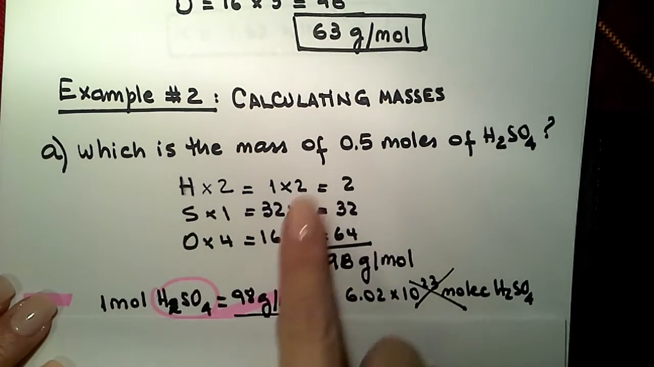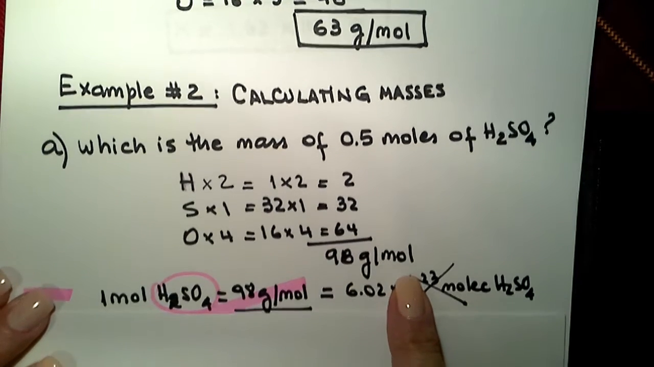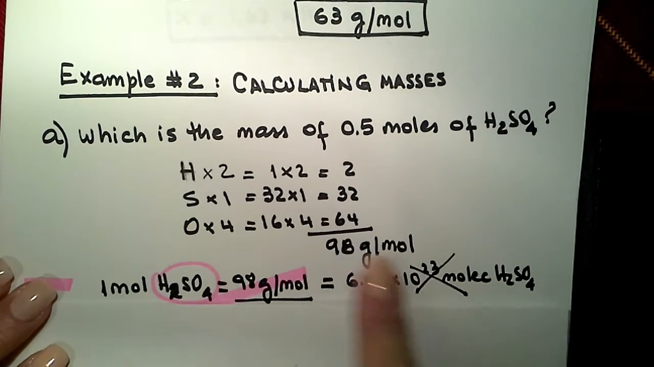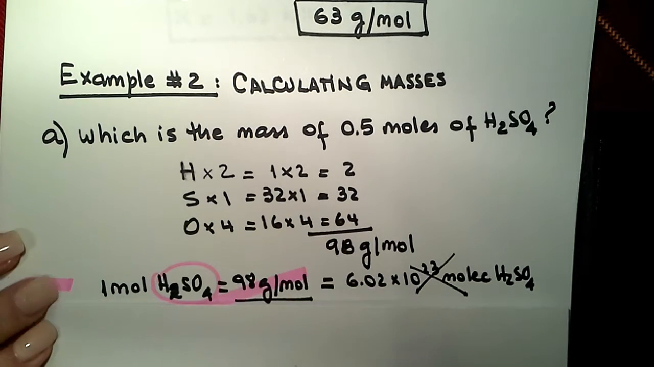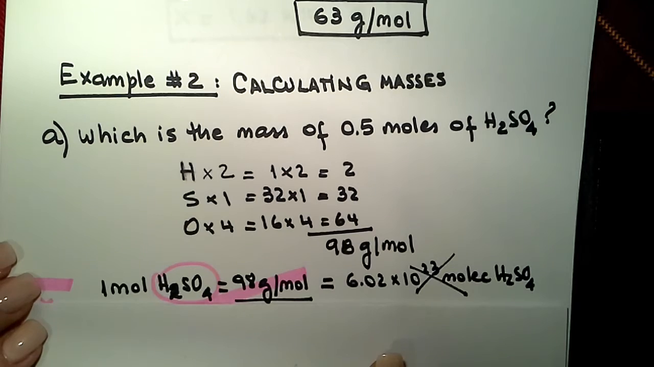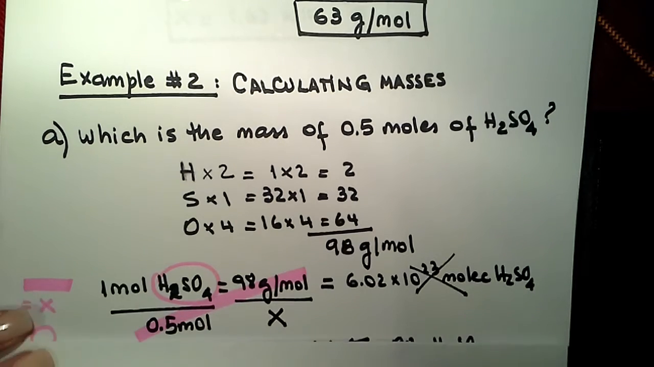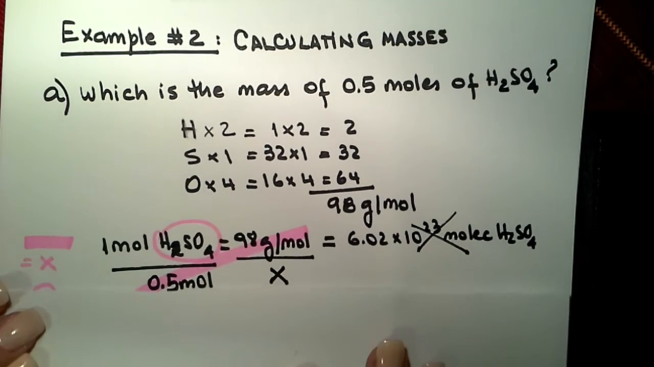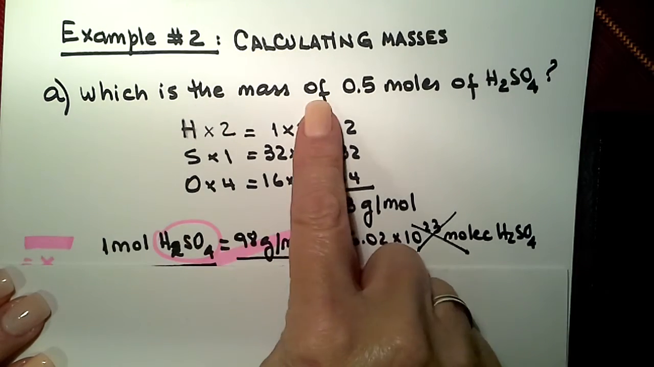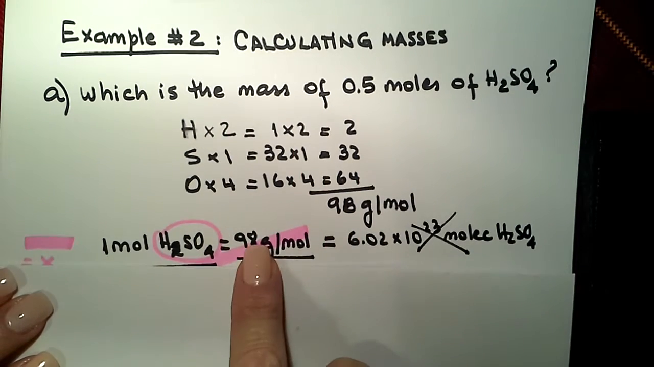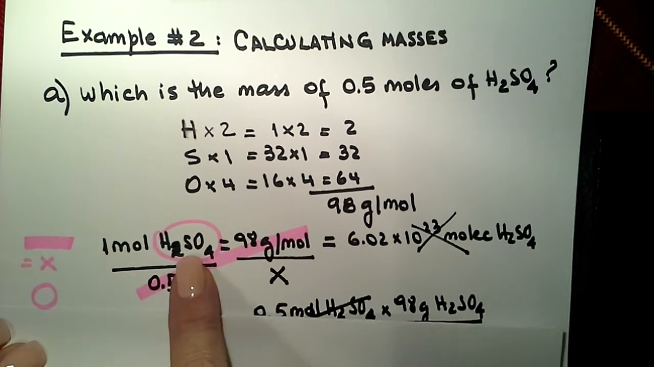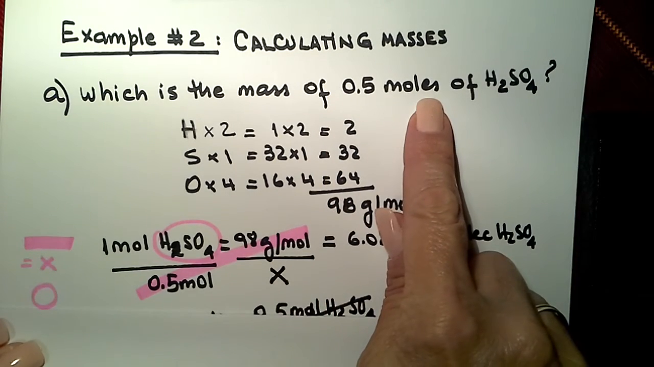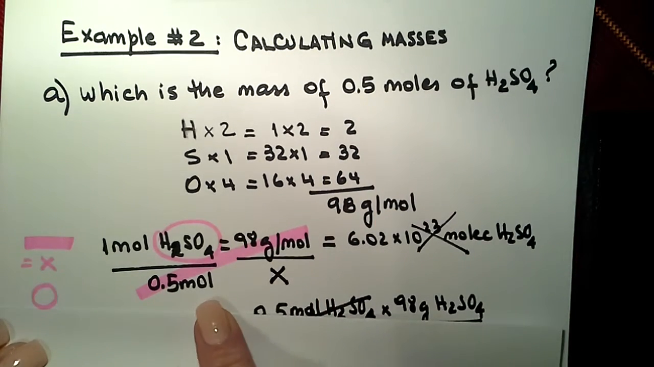So after we calculated that the molar mass of the sulfuric acid is 98 grams per mole, following the same steps as in example number 1, we can begin resolving our exercise. It says, which is the mass of 0.5 moles. So under the mass, I'm going to put an X. That is what I need to calculate. How much is the mass? And under the moles, since they give us that as data, we put 0.5 moles.